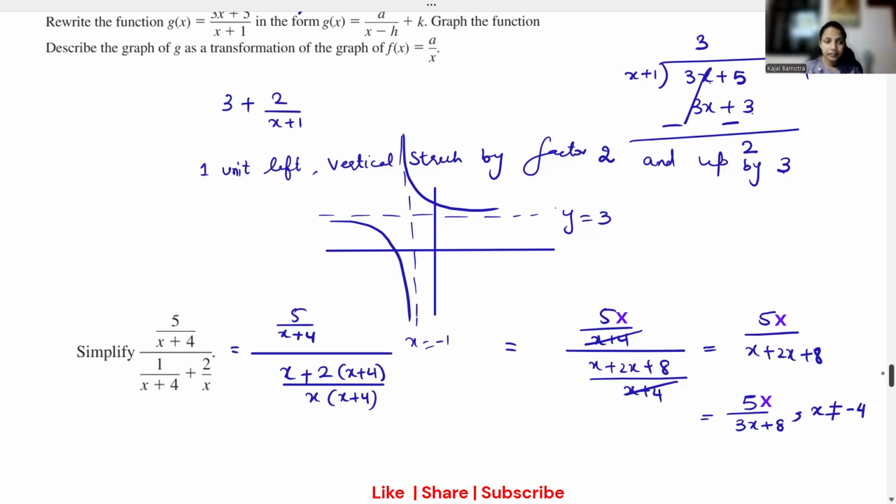Okay. And any other terms cancelled? It cannot be x as well. Because if x is 0, the denominator factor does not exist. So you will write x is not equal to 0 as well.